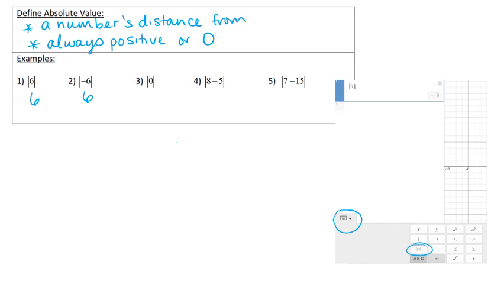0's absolute value is 0 because you don't move away from 0 at all, so it doesn't have any distance from 0. Remember, we treat the absolute value like any grouping symbol, so we evaluate what's inside. So 8 minus 3 is 5, and then we find the absolute value. Same thing here. 7 minus 15 is negative 8, and then we find the absolute value, which is 8.